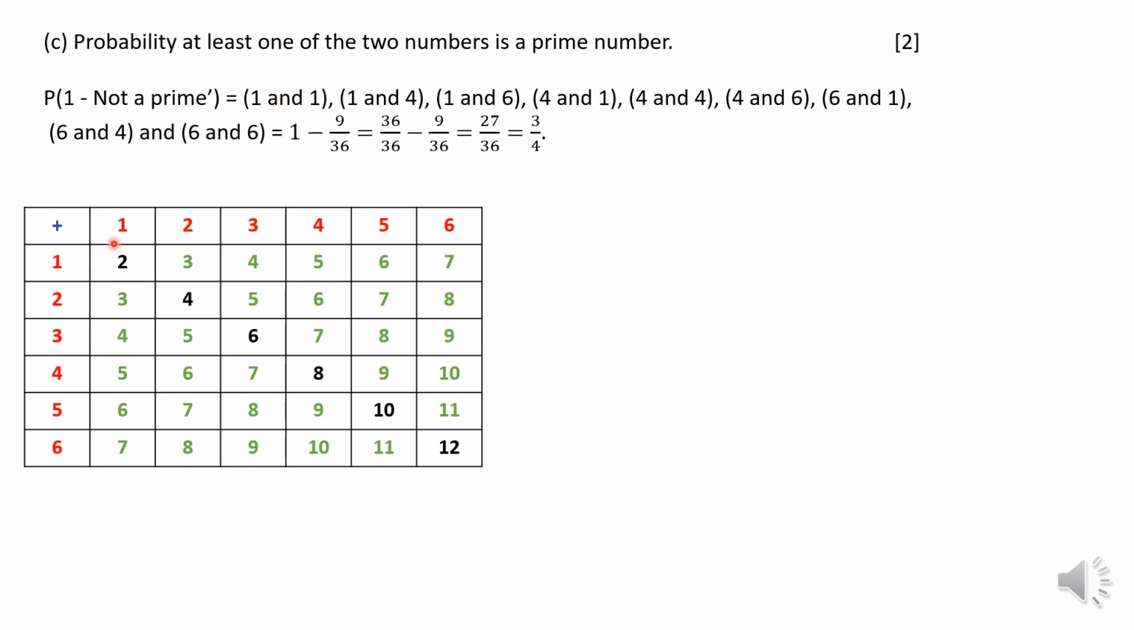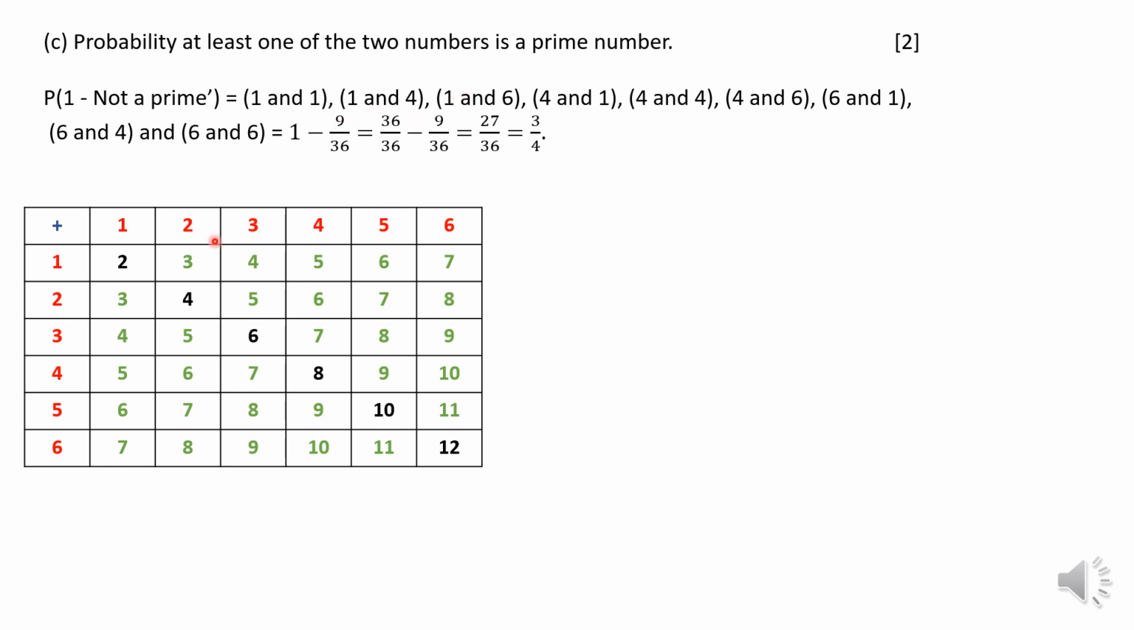So I know that 1 is not a prime number. I know that 4 is not a prime number. I know that 6 is not a prime number. So I'm looking for that combination. 1 and what? 1 and 1 is not a prime. But not 1 and 2, because 2 is a prime. Can you see that? So I have 1 and 1, then 1 and 4, then 1 and 6. That's what I have done here.